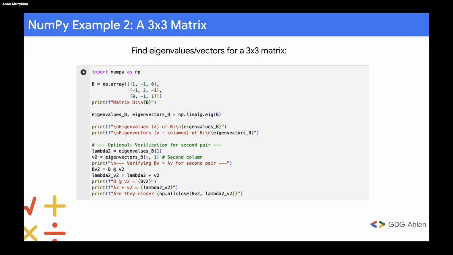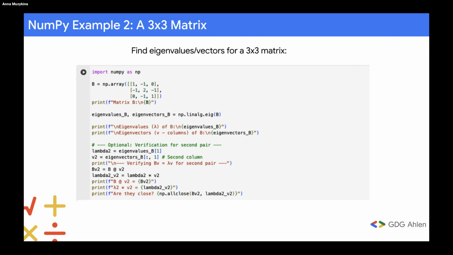The np.linalg.eig function works just as well for larger square matrices. For example, let's try a 3 by 3 example. We define matrix B as shown. And let's explore quickly this code execution.